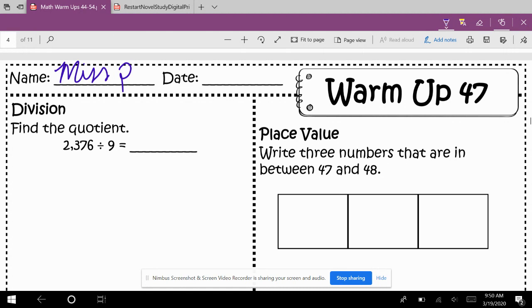All right, so today is March 19th. The first thing they want us to do is find the quotient. So I'm going to go ahead and set this up long division. 2,376 divided by 9. 9 does not go into 2. How many times does it go into 23? Well, 9 times 2 is 18. 9 times 3 is 27. That's too big, so we're going to do 9 times 2 is 18.